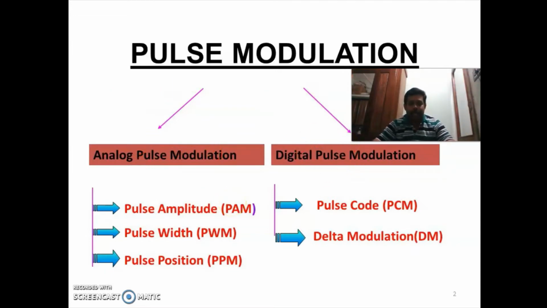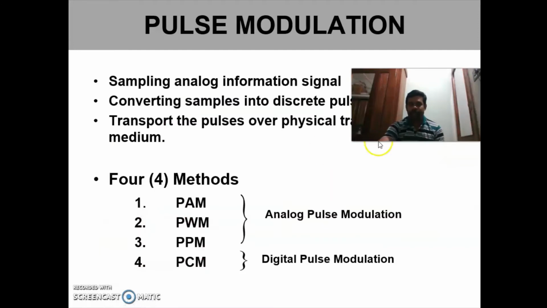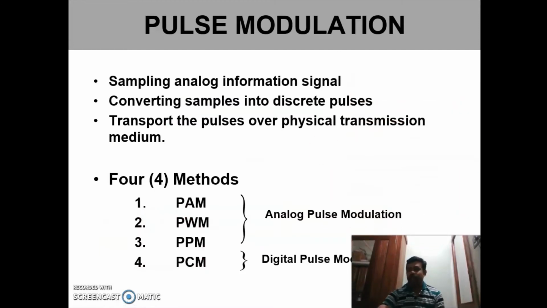In analog pulse modulation, you have pulse amplitude modulation, pulse width modulation and pulse position modulation. And in digital pulse modulation, you have two types: pulse code modulation and delta modulation. These are the two types in digital pulse modulation.